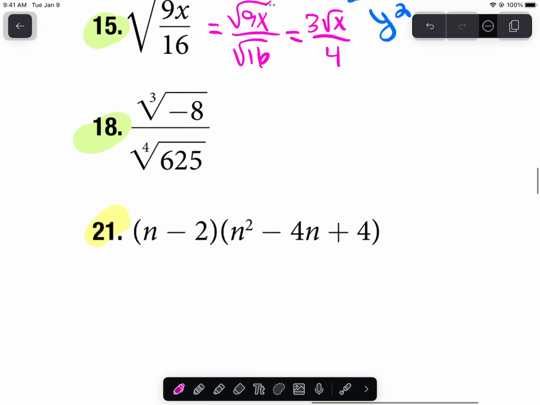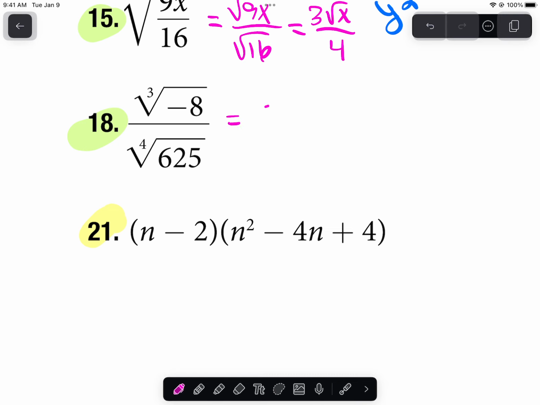Lovely. And so remember, a negative under an index that is odd is perfectly okay, because negative 2 times negative 2 times negative 2 is a negative 8. So negatives underneath an index that's odd is fine. Remember, negatives under a square root, you have to worry about that i and things. We'll deal with that later. And then 625, since this is 5 to the fourth, this just becomes 5. If after you've done each individual one, there's a way to reduce the fraction, reduce it. This one's fine the way that it is.